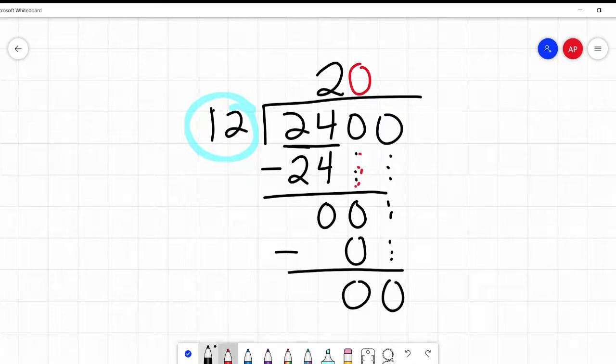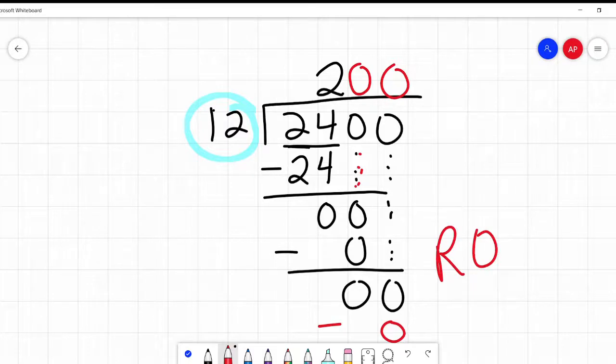Should have written it in red to be consistent. There we go. 0 times 12 is 0. Subtract, and we get 0, so it's a remainder of 0. I know this is a more simplistic way of showing that, but this will happen with other things.